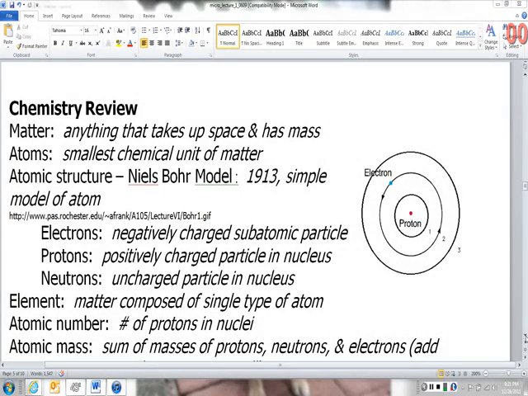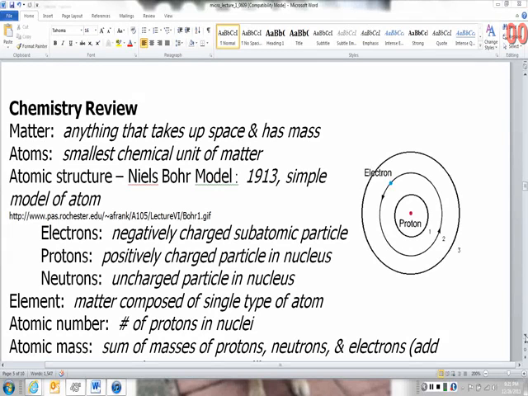Anything that takes up space and has mass is considered matter. The smallest chemical unit of matter is the atom. For any references to chemistry made in this class, the Bohr model of the atomic structure from 1913 will be adequate. The protons, neutrons, and electrons are the subatomic particles which make up the atom.